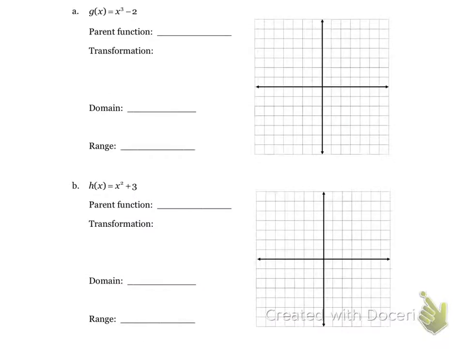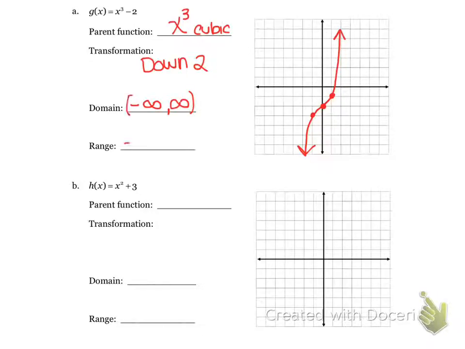So let's first identify the parent function of this graph. It is x to the third. It is the cubic function. So what transformation was done? Well, we're going to go down 2. So knowing what the cubic function looks like, instead of going through the origin, I'm shifting down 2, and I know it goes through (1, 1) and (-1, -1), but shifted down 2. So it's going to look like this. The domain is negative infinity to infinity, all real numbers, and so is the range.